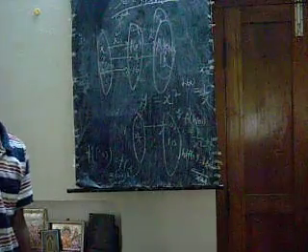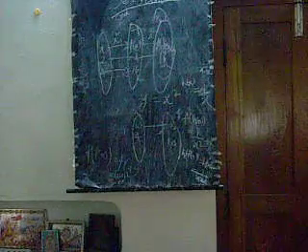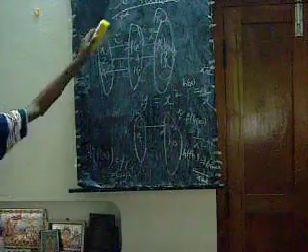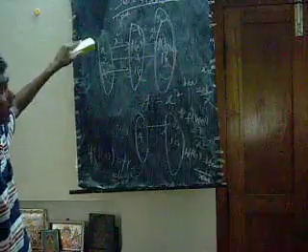So range need not be equal to codomain. Got it? Every element need not have a pre-image, but every element in the domain has to have an image there. Okay?